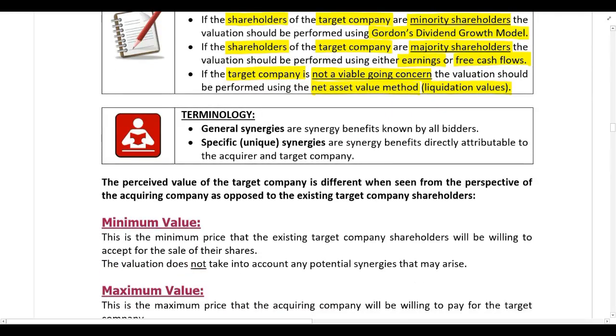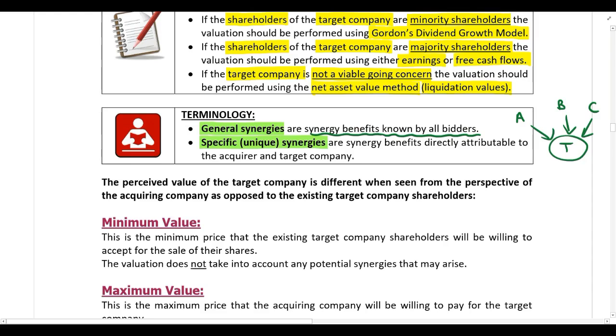What is new and important for this lecture is you need to know the difference between general synergies and specific or unique synergies. Now, guys, general synergies are synergy benefits that are known by all bidders. So let's say, for example, we have company Z over here, or let's actually not confuse things. Let's call this company T. This is the target company, and the shares in this company are for sale, and let's say there are 3 potential bidders. So there's 3 companies that are interested in purchasing the shares of the target company. Company A, Company B, and Company C are all interested in purchasing the shares in that target company.